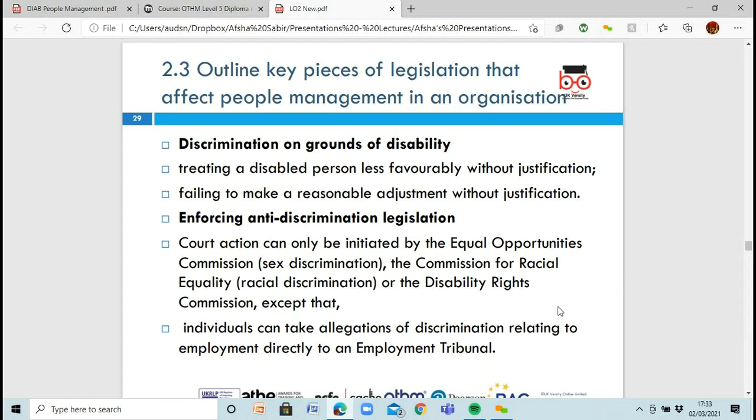You can actually enforce anti-discrimination legislation. So court action can be taken for equal opportunities. So things like sex discrimination, racial discrimination, and individuals, so people that work, so employees, they can actually take allegations to the employment tribunal if they feel there's something that is not being addressed.